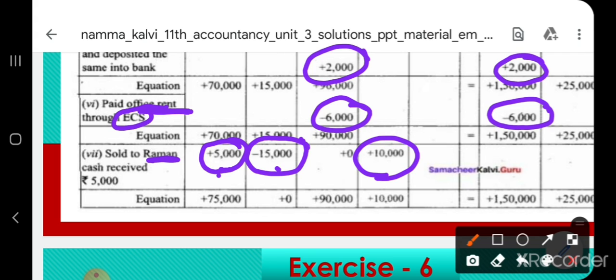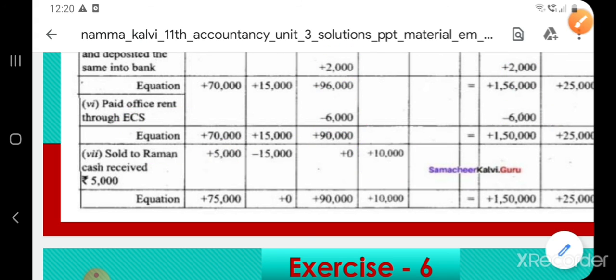Okay, now tally both the sides and find out if both the assets and liability sides are the same. Okay.